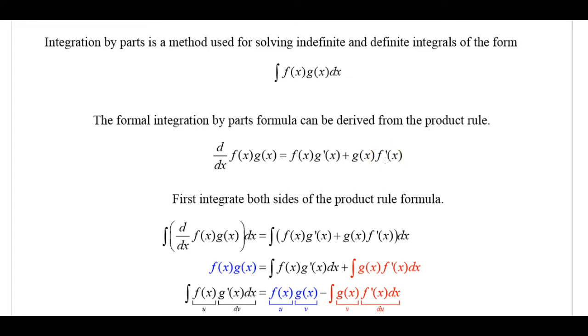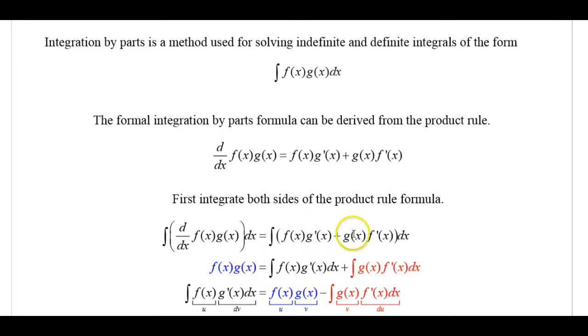To get the formal integration by parts formula, we're going to start by integrating both sides of the product rule formula. We're taking the integral of both sides of the equation. On the left side, I have the integral of the derivative of the product f of x g of x, and here we should be thinking of the fundamental theorem of calculus. An integral and a derivative are inverse operations, so they cancel each other out, and I end up on the left with just f of x times g of x.